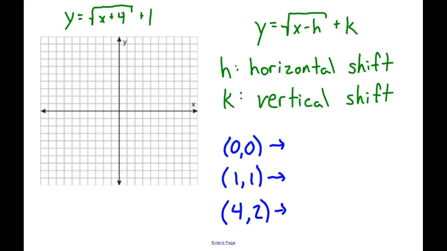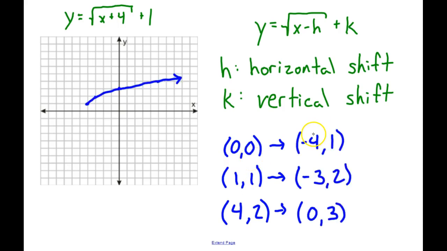We would move our x coordinate 4 units to the left, and our k value is plus 1, so we would move up 1. For the 3 ordered pairs we used on our previous graph to sketch the general outline, we're going to move each x coordinate 4 units to the left, and each y coordinate 1 unit up. So our new ordered pairs would be (-4, 1), (-3, 2), and (0, 3). If we plot those points and draw a smooth curve through them that continues to the right, again increasing at a slower rate, here's our graph for y equals the square root of x plus 4, plus 1.